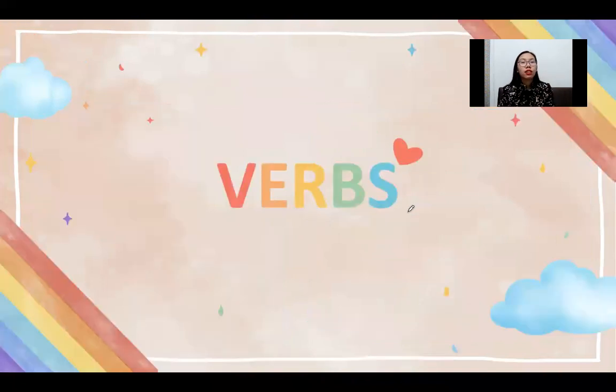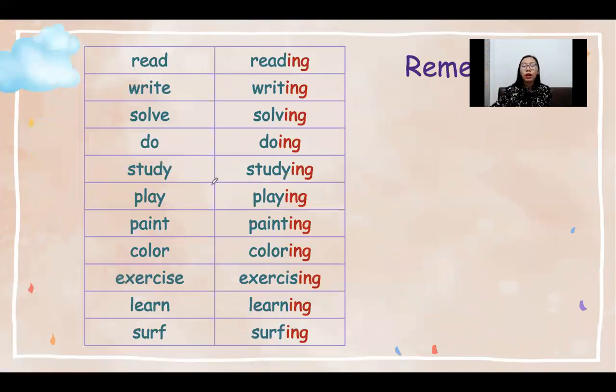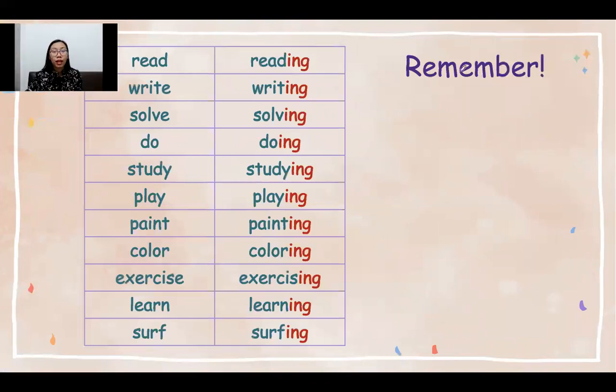Now, those underlined words are what we call the verbs. You already know what verbs are, right? Everybody, let's read it together. Read, write, solve, do, study, play, paint, exercise, learn, and surf. And you have here the verbs with their ing form.